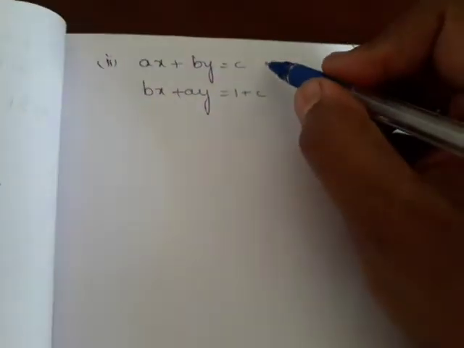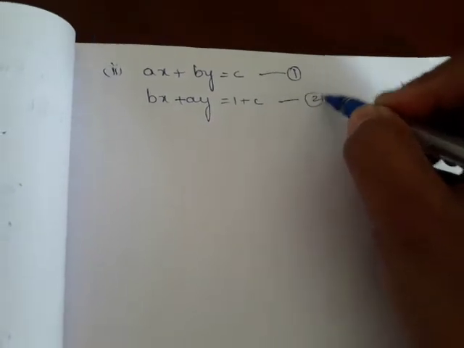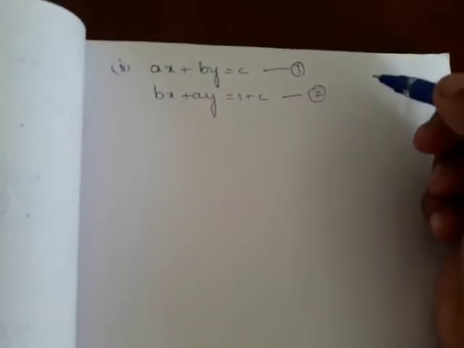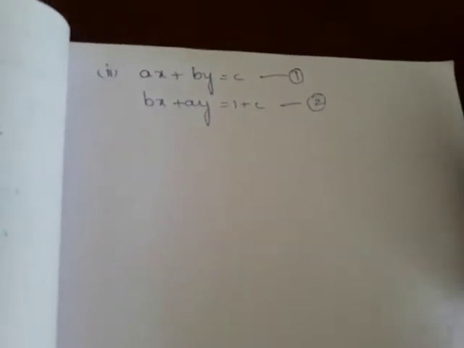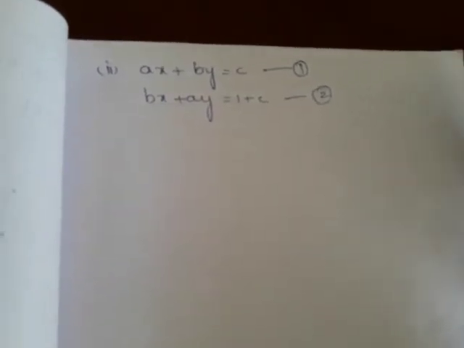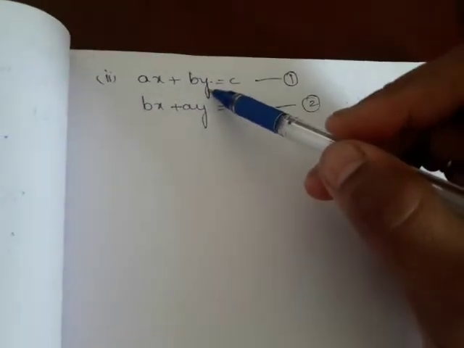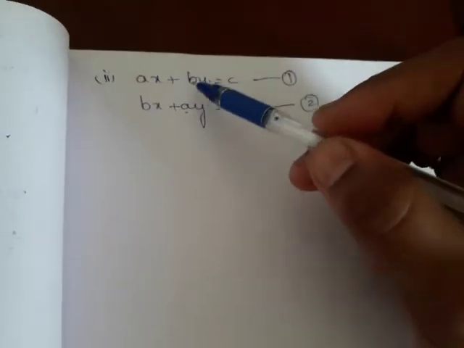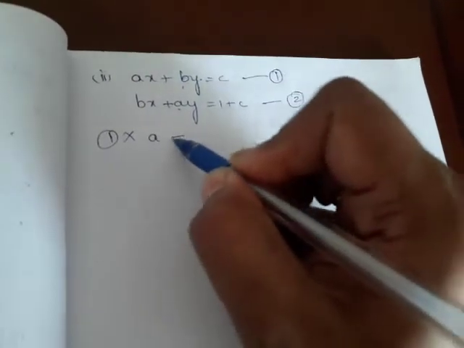So ax plus by equals c is our first equation. bx plus ay equals 1 plus c is our second equation. So which variable are we going to fix? See, both x and y are positive, so no other go, you have to subtract only. It's our wish, you can fix any variable. So I am going to fix the variable y again. So we need to multiply the first equation by a and the second equation by b. First equation I am going to multiply by a.